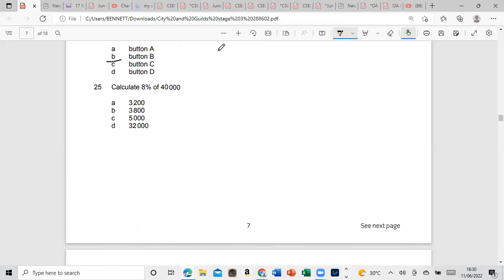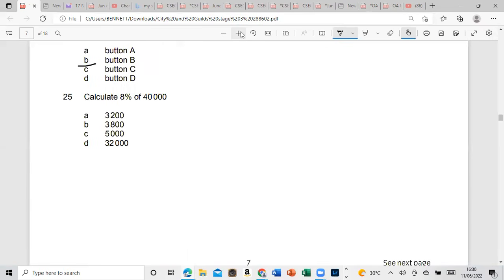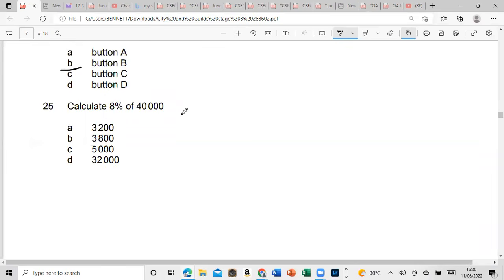All right, so 25 says calculate 8% of 40,000. All right, so let's go percent, out of 100.